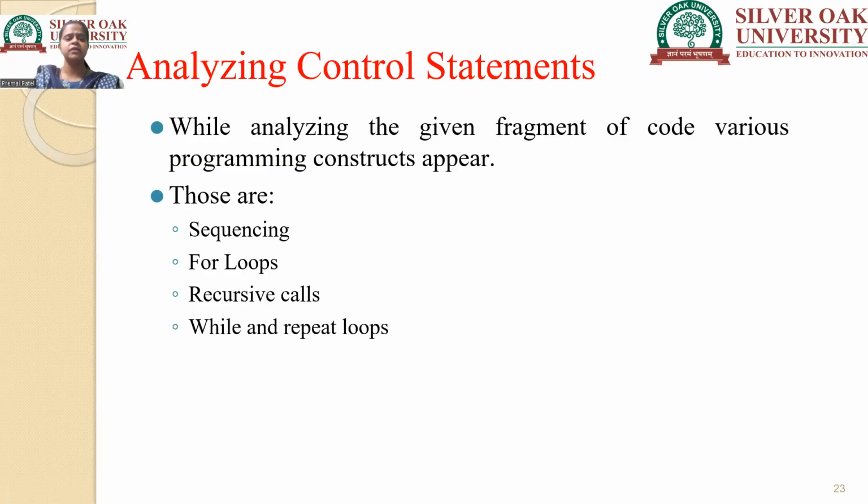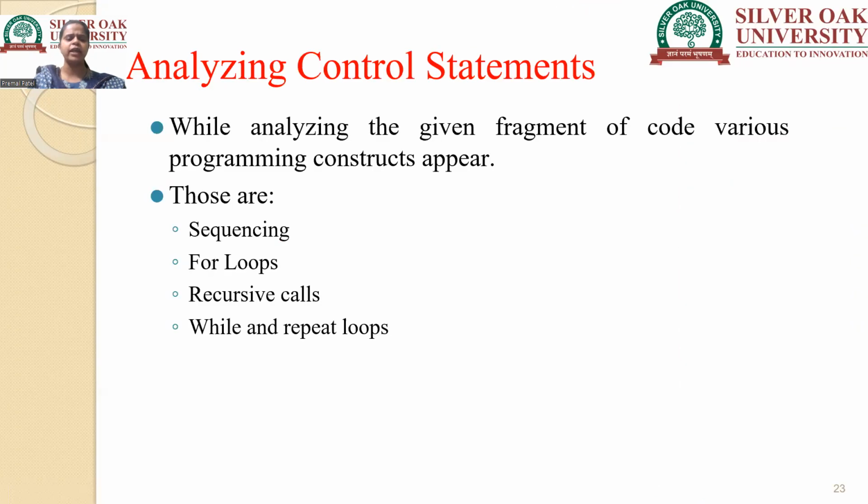Now the next topic is analyzing control statements. That means whatever code is given to us, if we need to analyze that given fragment of code, we consider various programming constructs one by one. There are 4 types that we can consider: first is sequencing, then for loops, recursive calls, and while and repeat loops. We will see all these 4 in detail, starting with sequencing.